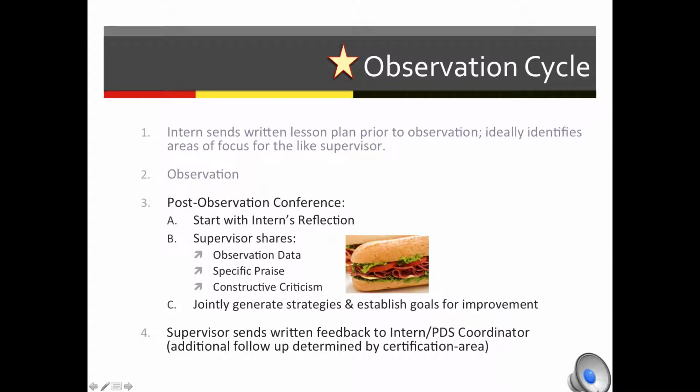Ideally, as part of that conference as well, you're jointly generating some strategies that they're going to try, maybe establishing some goals for what they're going to work on. And then the final stage, step 4 of the observation cycle, will be when you send written feedback to the intern. Generally, it varies by certification area what that process will look like, but generally the written feedback will go to the intern and the PDS coordinator, and there may be particular forms that your certification area will use for that written feedback at the end of each observation cycle.